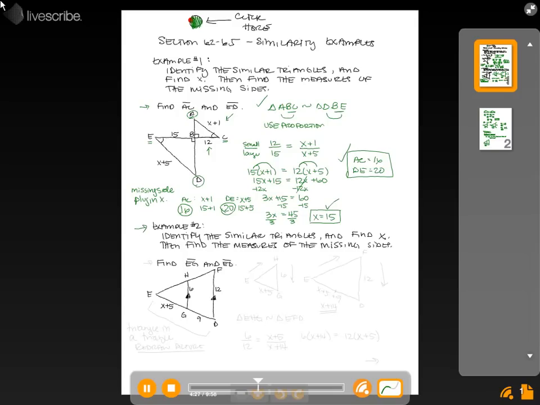Example 2, same type of idea. The directions are the same. It says identify the similar triangles and find x, then find the measures of the missing sides, and it tells us our missing sides. We need to find our EG and ED. Now the catch here is that it's a triangle in a triangle.